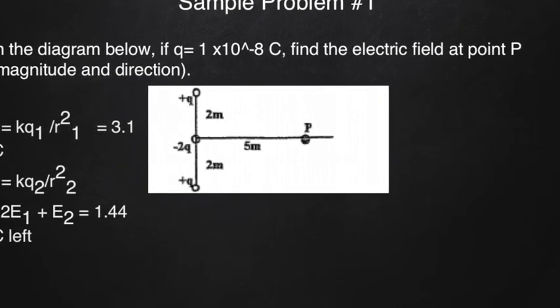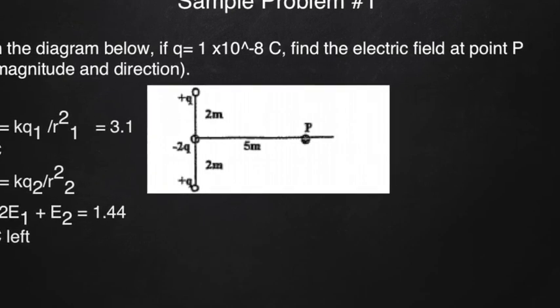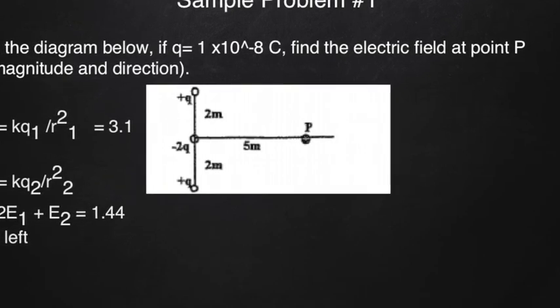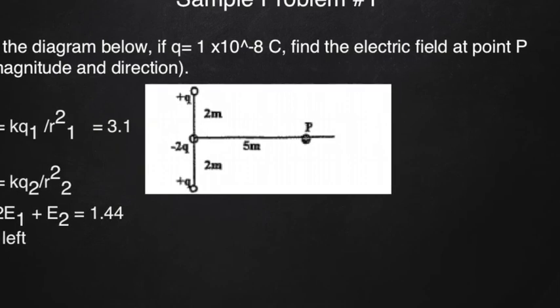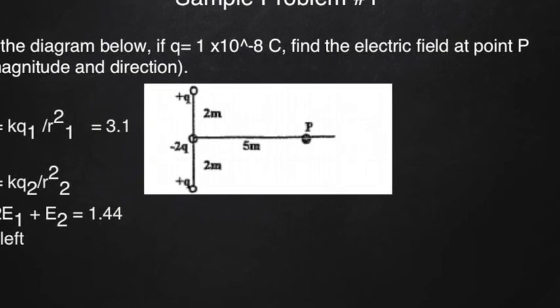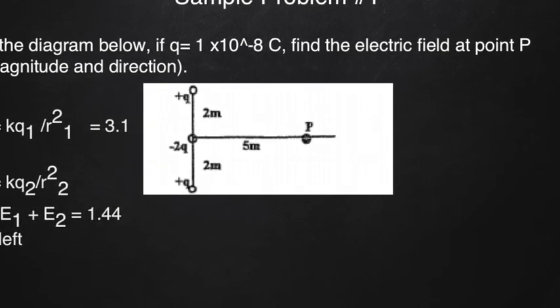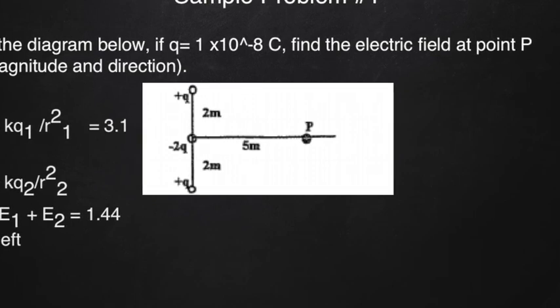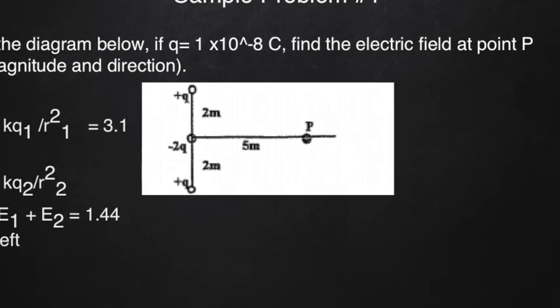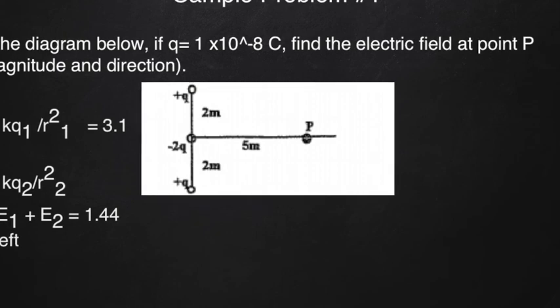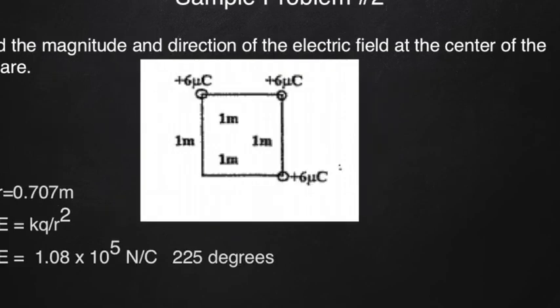And since negative 2Q is directly to the left of the point, there is no force in the y direction by that charge. So we just add the 3 electric fields and determine the final direction and the strength. And we get the total electric field at point P is 1.44 newtons per coulomb, and the direction is to the left. Now here's sample problem number 2.